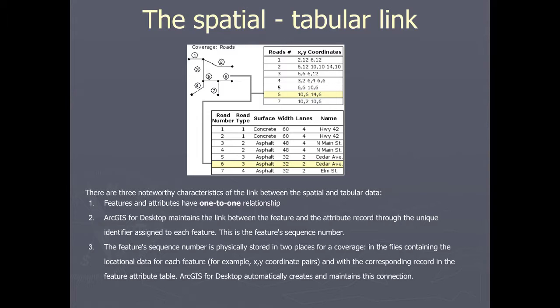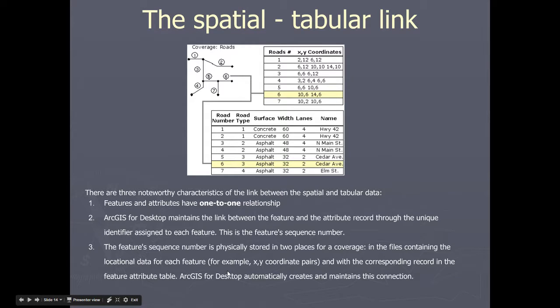It's important to note the spatial tabular link between the geometries, the points, lines, and polygons, and the tabular information in the table that describes those points, lines, and polygons. This is true for most any geographic data format, not just coverages, but it's important to understand that features and attributes typically have a one-to-one relationship. For every one road, in this example, there is one record in the table that keeps up with the coordinates and one record in another table that keeps up with the attributes.